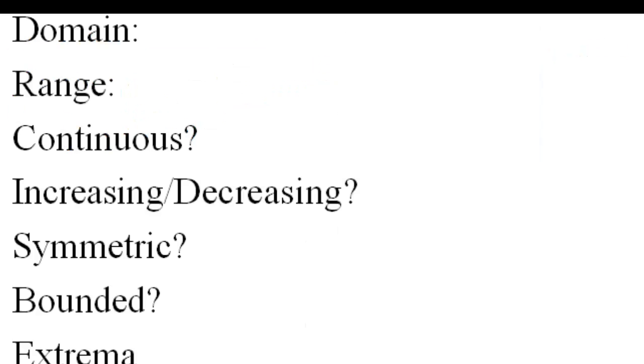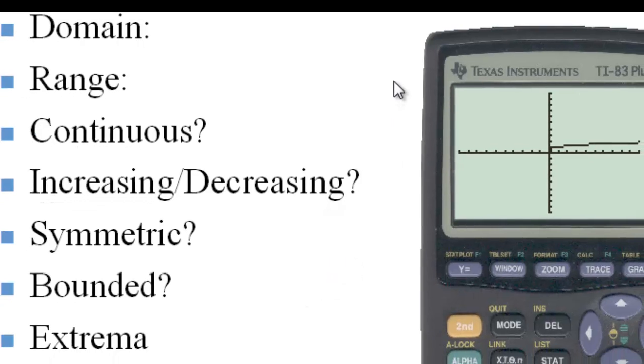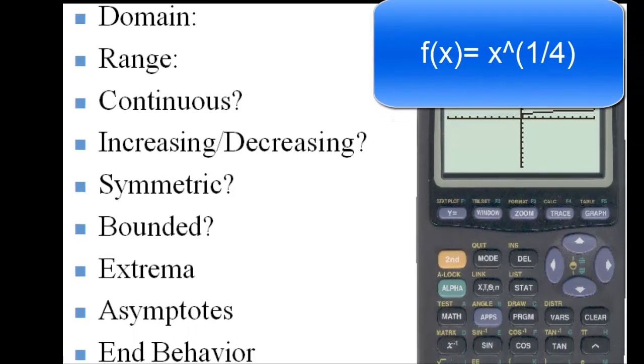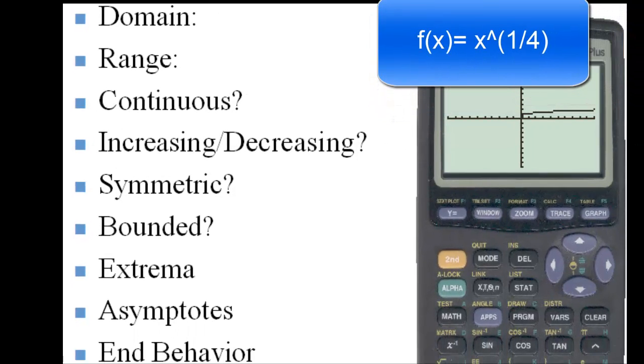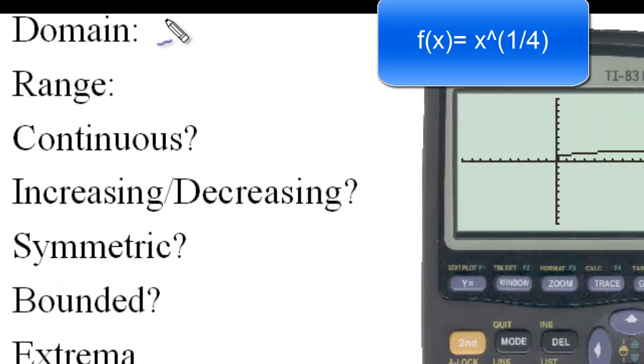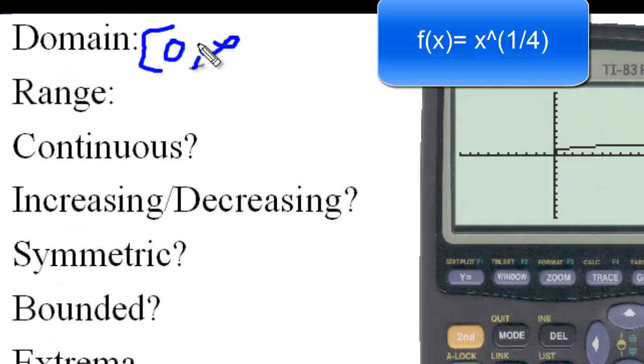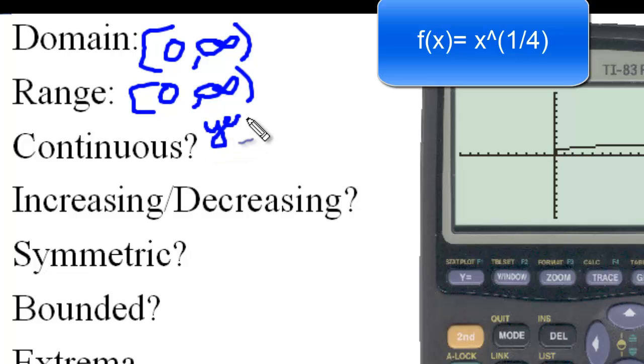The next thing we're going to do is analyze this function. So I'll bring the calculator back up so we can take a look at that. Let's look at the domain. The domain, what are the possible x values? Our x values go from 0 to infinity. That's all the possible x values, and it can include 0. The range, all the possible y values, also include 0 and continues up till infinity. It is continuous on 0 to infinity. There are no gaps or holes in it.